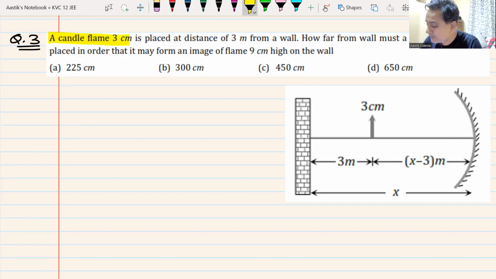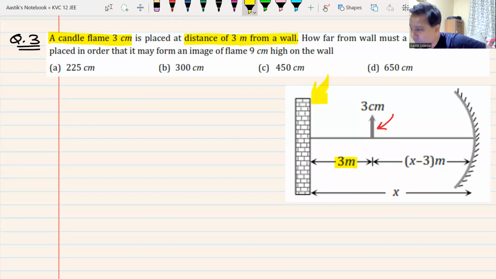A candle flame 3 centimeters. So that is the height of the candle flame, and you can see it here. This is 3 centimeters. Do we see this? Yes or no? You just need to draw the diagram. It's placed at a distance of 3 meters from a wall. So this is your 3 meters from the wall, and this is definitely your wall. No prizes for guessing this.